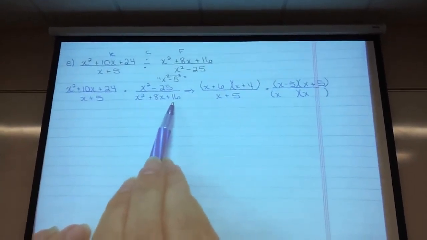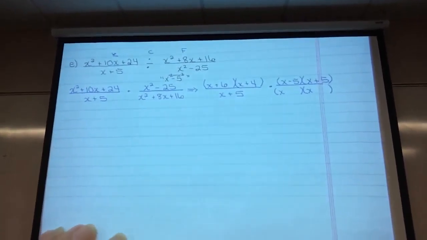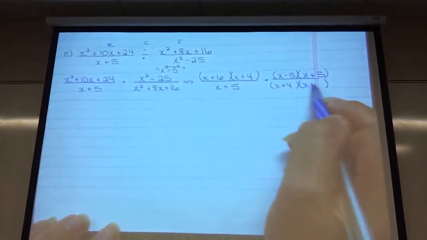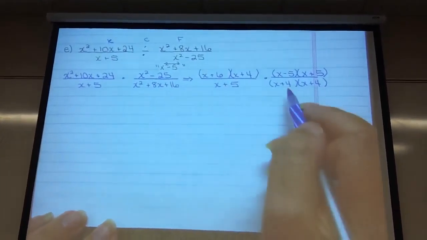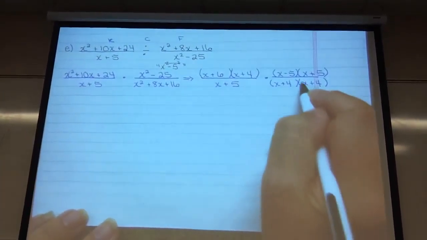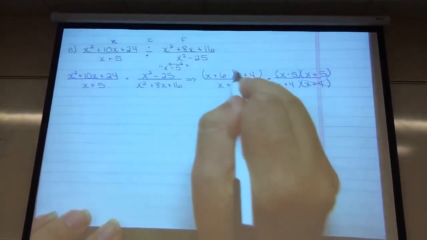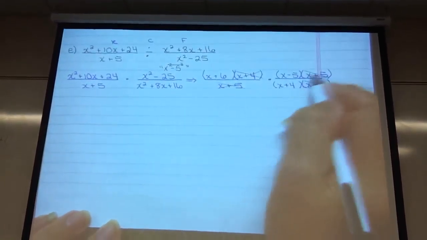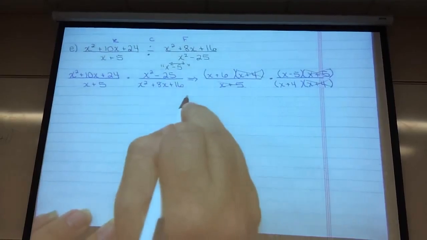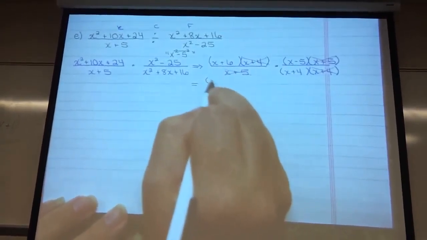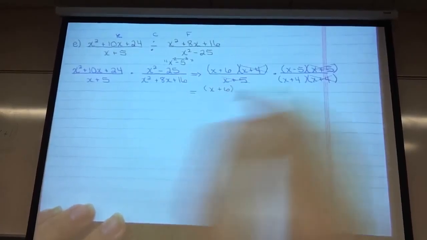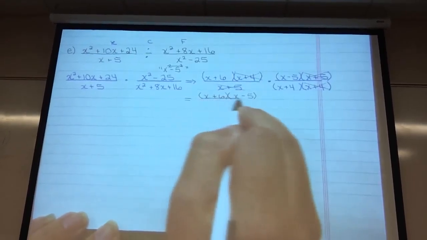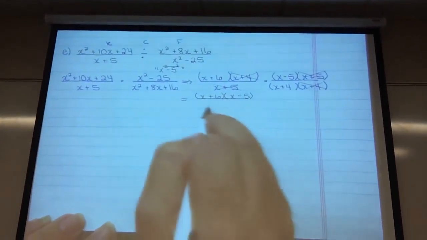On the bottom, numbers that multiply to 16 that give you 8. 4 and 4. Again, everything's positive, so everything's positive here. And let's see here, we've got x plus 4 is canceling. We have x plus 5 is canceling. Okay. So on top, I have an x plus 6 and an x minus 5. And what do you have on the bottom? x plus 4, x plus 4.